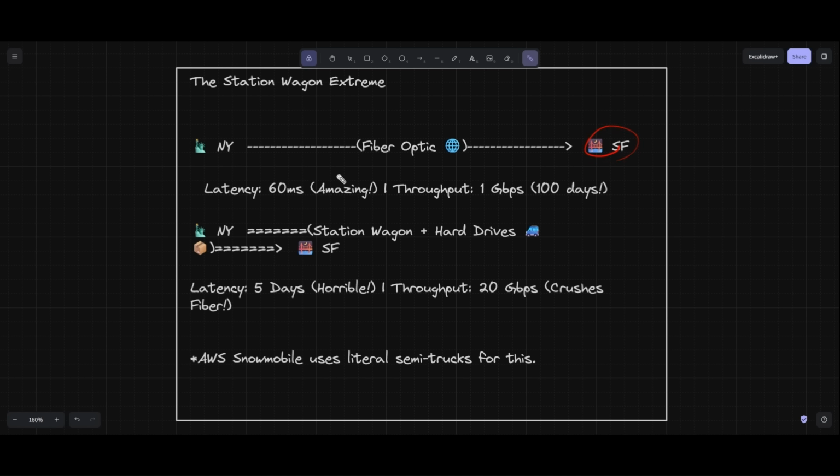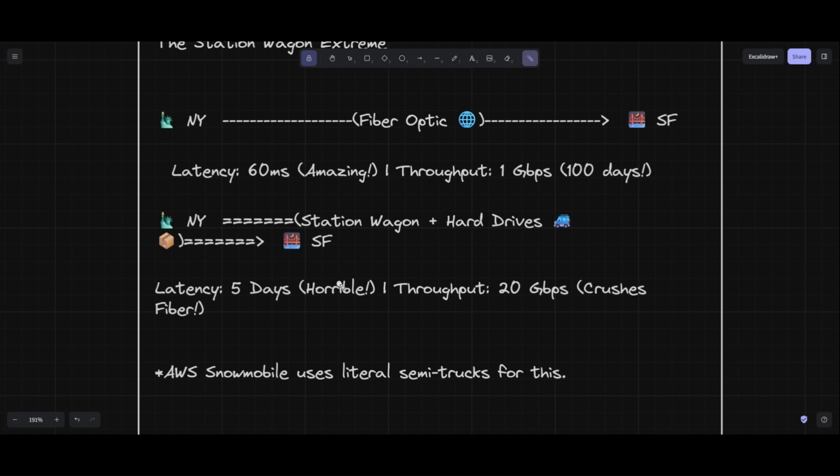Now, you could try to send this over the internet, and let's say you have a really good gigabit fiber connection. It's blazing fast, right? The latency of a single packet going from New York to SF is amazing, right? Like 60 milliseconds. So the latency is super low, but the throughput of that pipe is 1 gigabit per second, which means to send a whole petabyte, if you do the math, it would literally take you over 100 days of just continuous uploading.